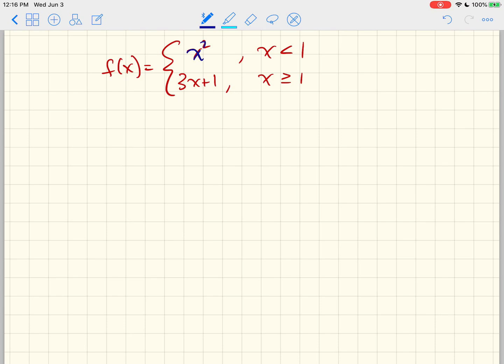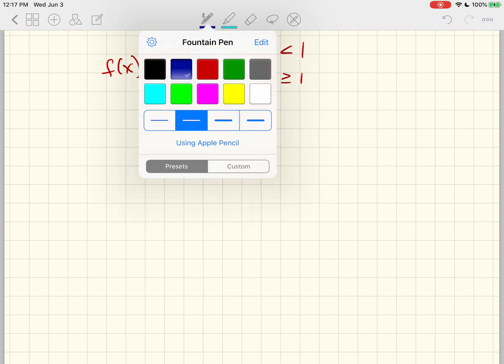Okay, so this part in blue, this is the what. What is happening in the graph? What does the graph look like? Well, x squared, we just went over that. That's a quadratic. It looks like a quadratic. 3x plus 1, that's a line. We talked about that in the last lecture. 3x plus 1 is a line with a slope of 3 and a y-intercept of 1.